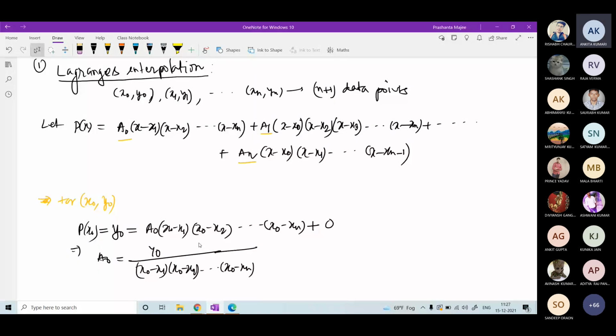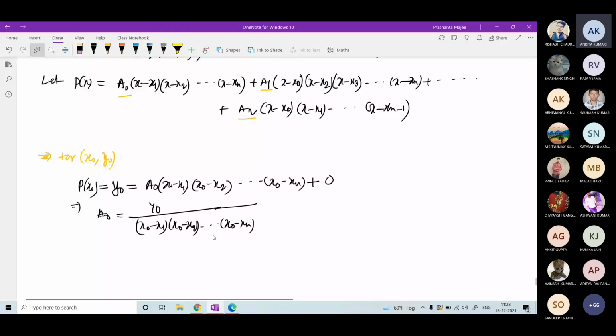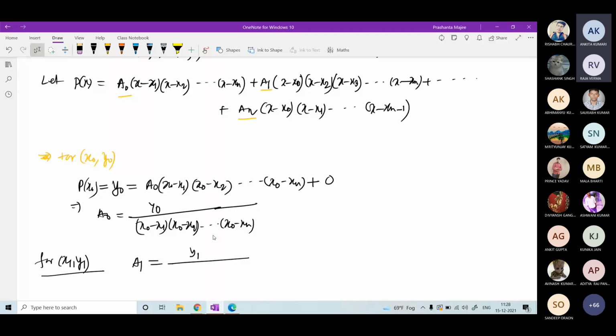Similarly, what will be a1? Can you tell me? For the (x1, y1) point, if the polynomial passes through (x1, y1), that will give you a1. Can you tell me what will be a1? a1 will be y1 upon (x1 minus x0)(x1 minus x2) up to so on (x1 minus xn). So what will be an for the last data?